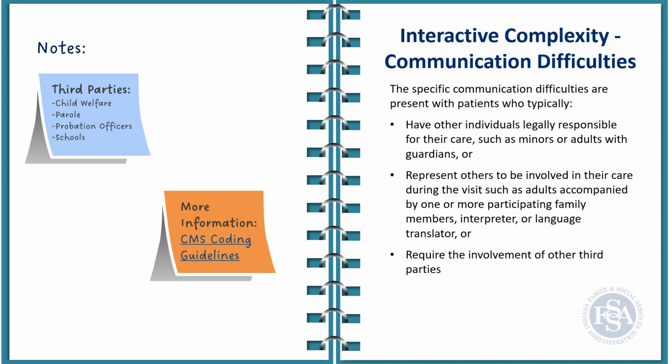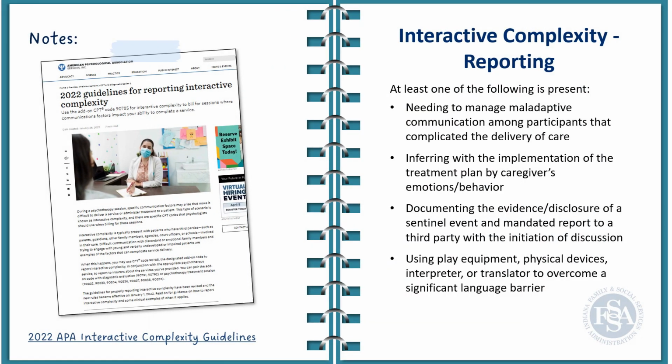Let's discuss when interactive complexity can be reported. Interactive complexity can be reported with psychiatric procedures when at least one of the following communication challenges is present. The need to manage maladaptive communication among participants, such as high anxiety, high reactivity, repeated questions, or disagreements, which complicates the delivery of care. When a caregiver's emotions or behaviors interfere with the implementation of the treatment plan.